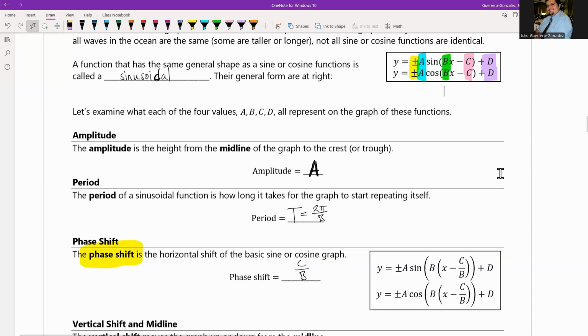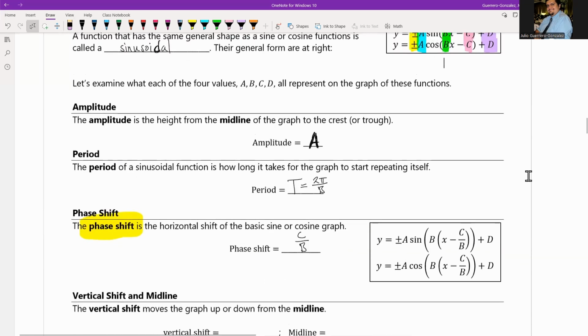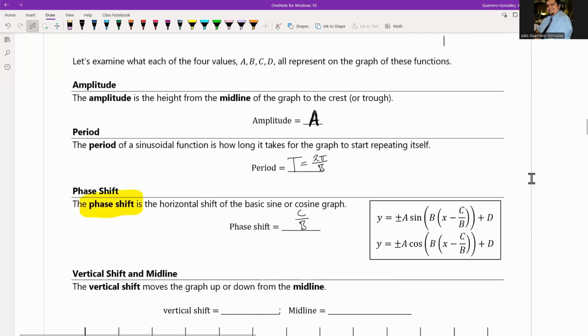Okay, there's one last variable that I haven't covered yet, and that's D. That's what we call the midline. This also doubles up as our vertical shift. So the vertical shift is an amount D, right? Whatever that D value is, that's the amount that we move it up or down. And this also gives us what's called a midline, and the equation for the midline is going to be y equals D.